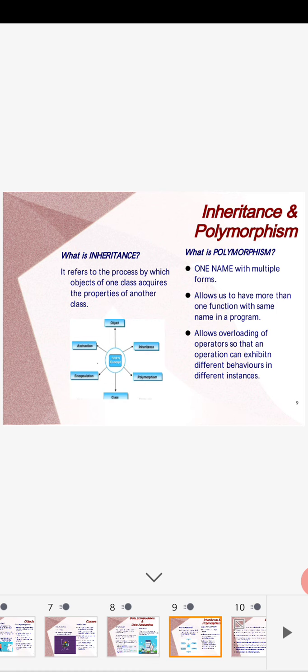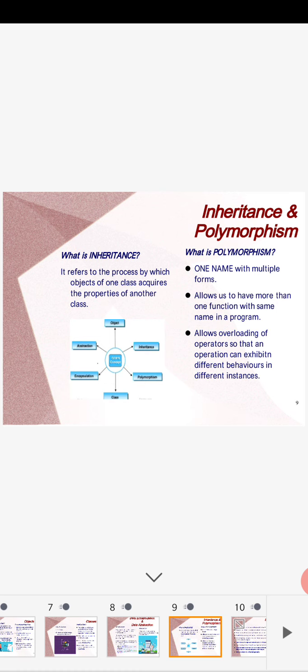So we would declare it in a manner like the first class which is declared is a parent class, and the second class which is declared is a child class. The child class can have access to the properties and elements present in the parent class, but the parent class can have access to only its own features, properties and elements. It cannot access the features or properties of a child class. So by definition it refers to the process by which objects of one class acquire the properties of another class. All right.